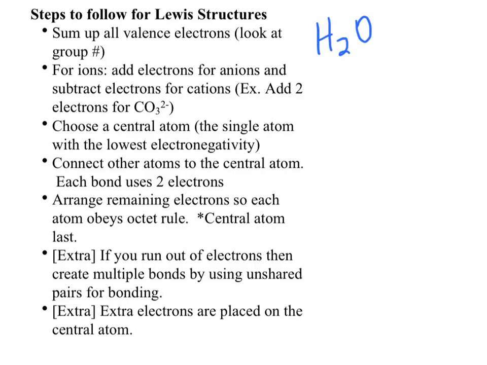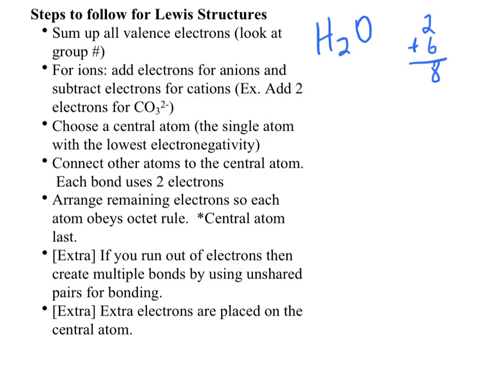And step number 1, we have to sum up all the valence electrons. Well, hydrogen is in group 1, and so that'll give us 1 valence electron, but we have 2 hydrogens. And oxygen's in group 6, that'll give us 6 valence electrons, so a total of 8 valence electrons.